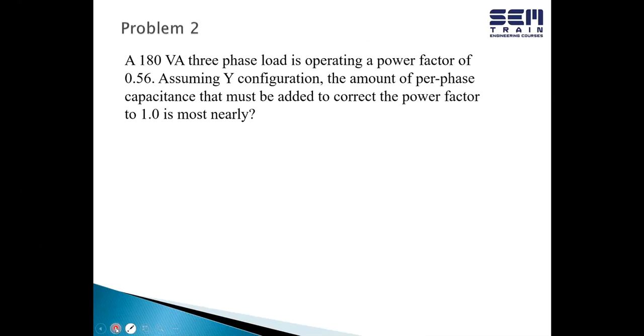So let's move on. Problem number 2: we have a 180 VA three-phase load. It's operating at a power factor of 0.56, rather poor power factor. Assuming Y configuration, the amount of per phase capacitance that must be added to correct the power factor to 1.0 would be what? So here we go from 0.56 to 1.0. And the question is how much per phase capacitance should be added to do that.